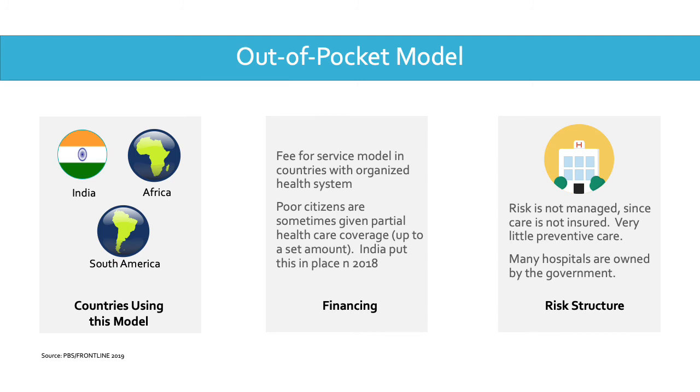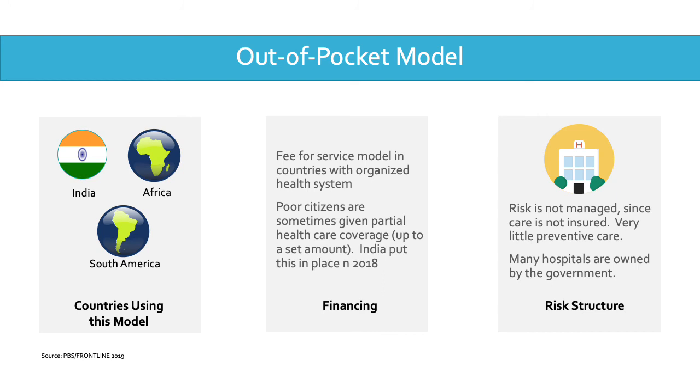Lastly, we'll talk about the out-of-pocket model, and the out-of-pocket model includes countries like India and Africa and South America, and these are usually countries that are a little less developed. You have developed, industrialized countries that have established healthcare systems, but most nations on the planet are frankly too poor and don't have an organized structure. So they can't really provide any mass medical care.